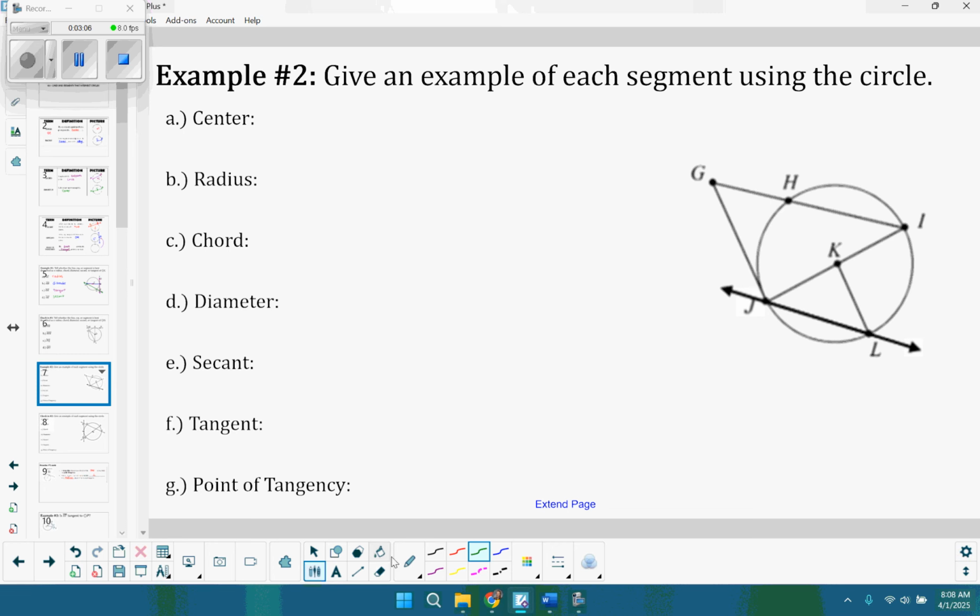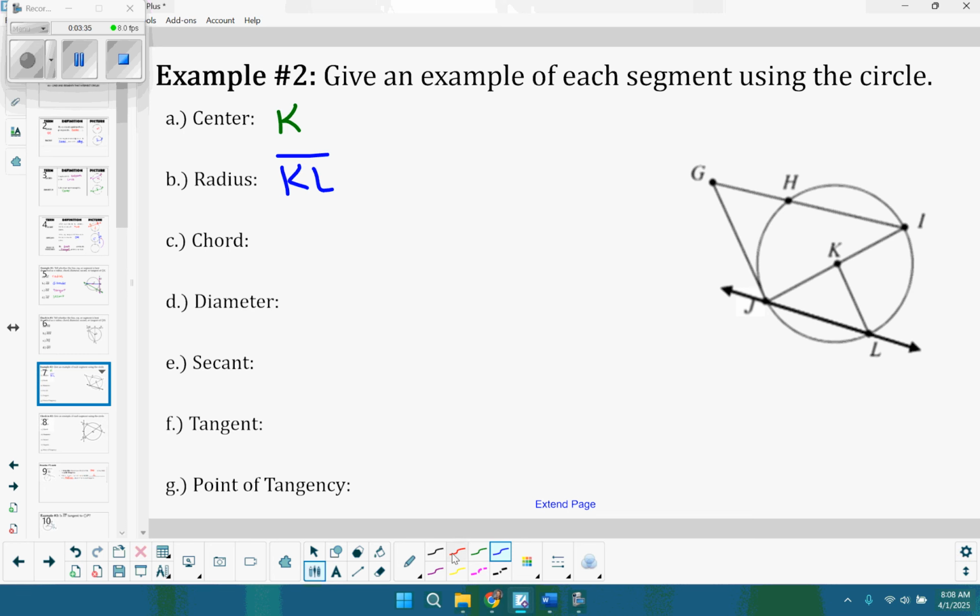All right, example number 2. Give an example of each segment, or point, I should say, or line, using the circle. So the center is that middle part, we would say K. A radius, anything from K to any point on the circle, would be considered a radius. So there are 3 different options in this picture. We'll just name one of them. We could say, like, KL is a radius.